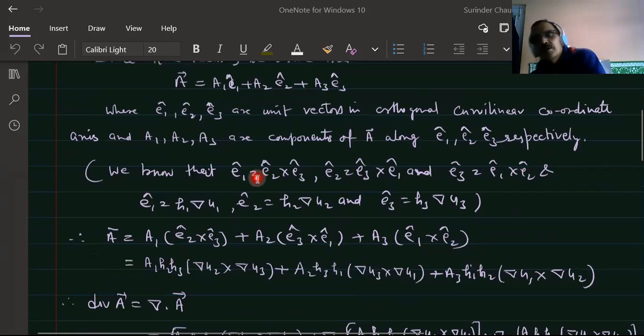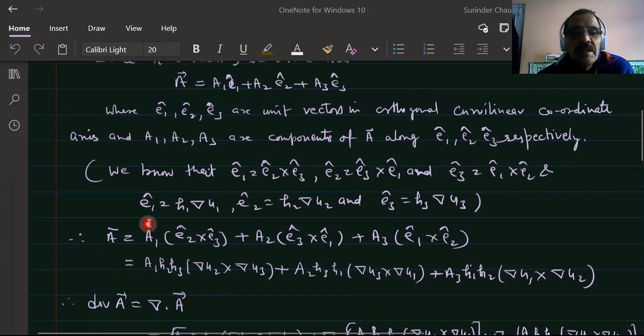We know that e1 is perpendicular to e2 and e3. So e2 cross e3 is equal to e1, e3 cross e1 is equal to e2, and e3 is equal to e1 cross e2. This means the vectors are mutually orthogonal to each other. Therefore, this holds true.